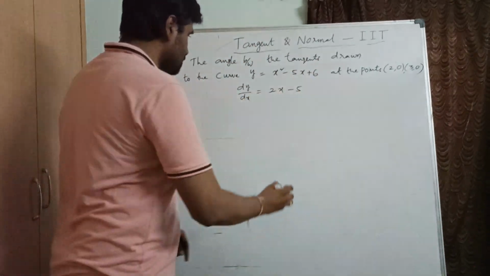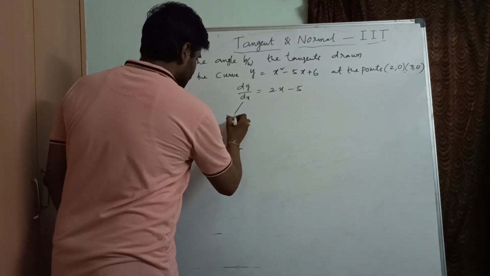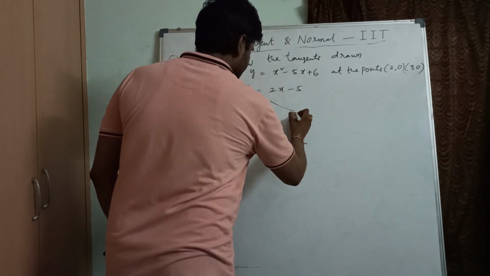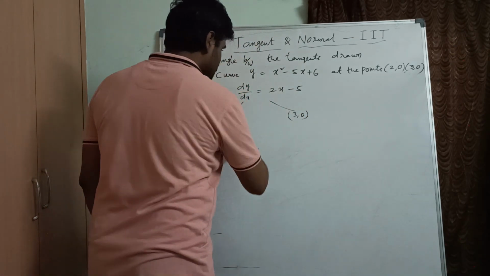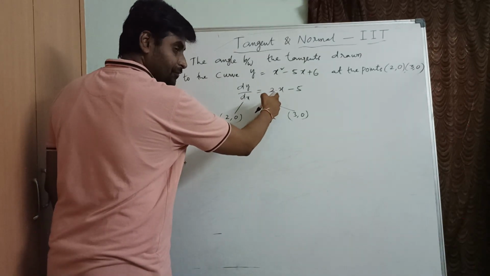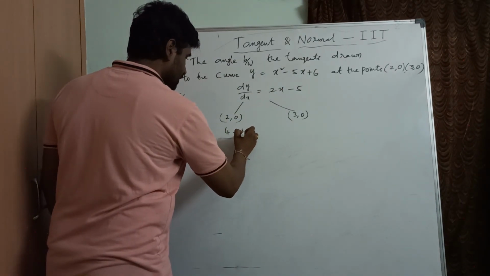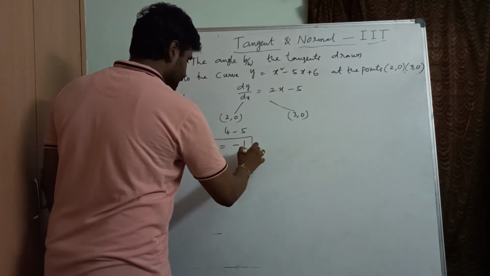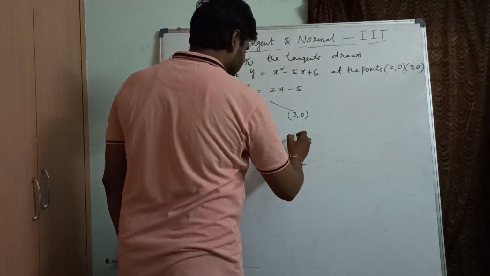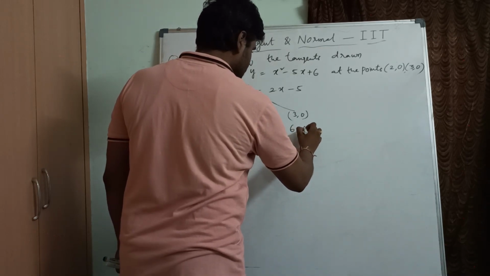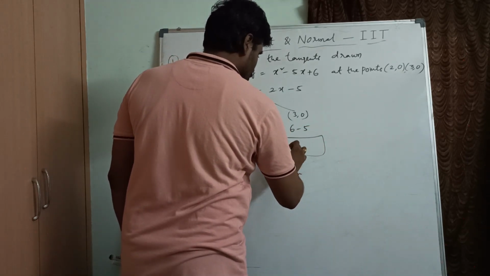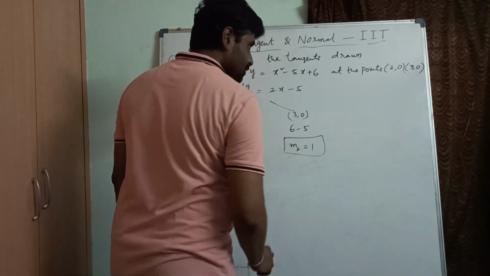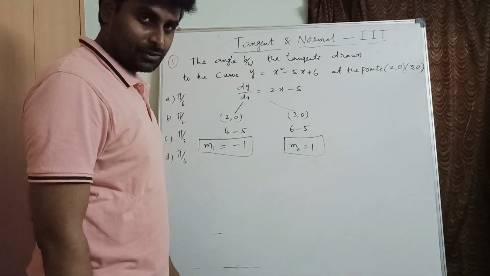dy by dx equals 2x minus 5, since the derivative of x square is 2x, the derivative of 5x is 5, and of the constant is 0. Right? Now let me substitute the point (2, 0), and after that the point (3, 0). If you substitute (2, 0), what will you get? 2 times 2 is 4, 4 minus 5, that gives you minus 1, which is the slope m1. Now put (3, 0) there. What will you get? 6 minus 5, slope as 1.